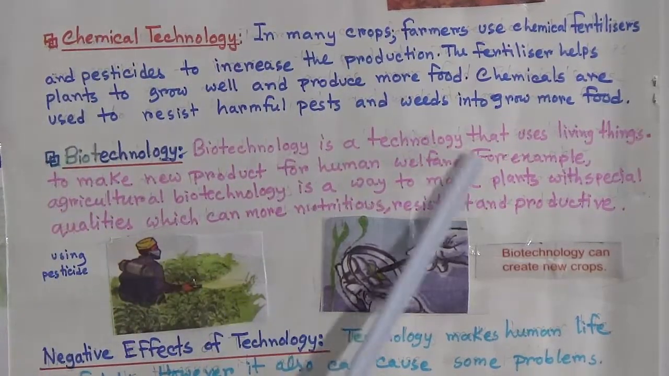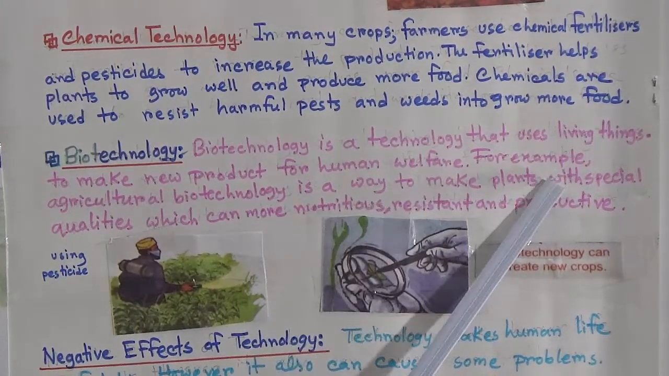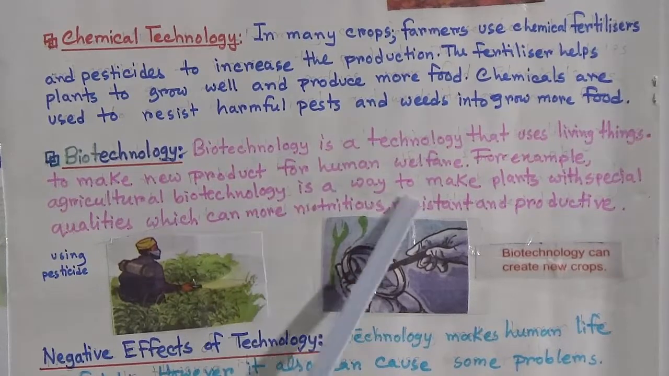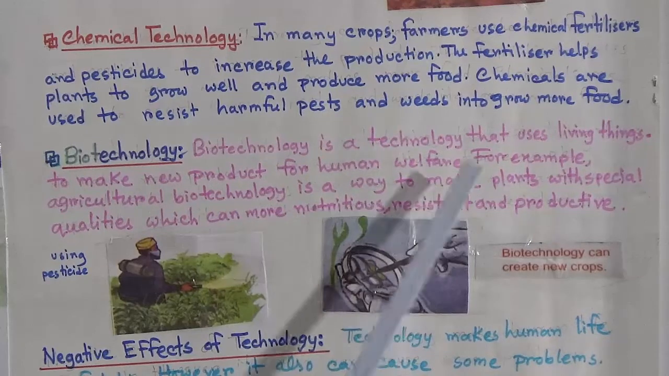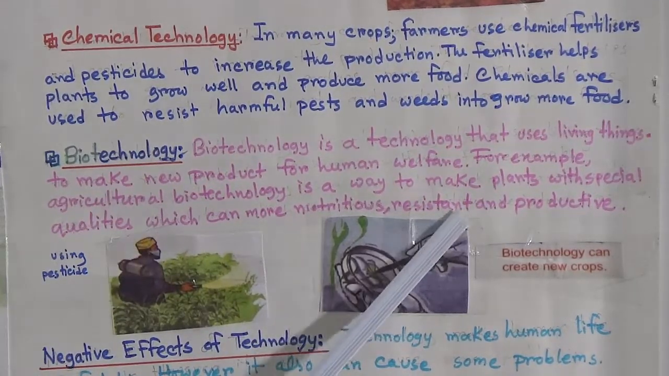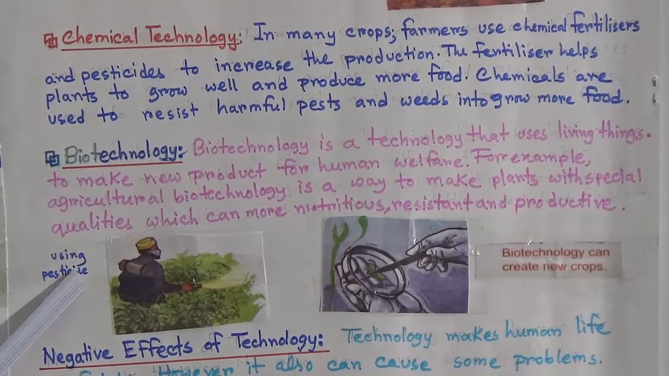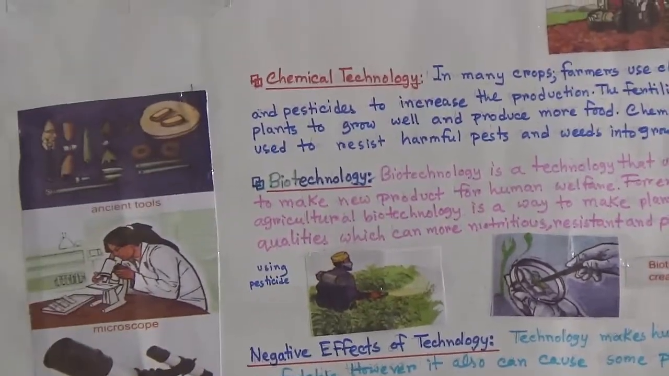Biotechnology is a technology that uses living things to make new products for human welfare. For example, agricultural biotechnology is a way to make plants with special qualities which can be more nutritious, resistant and productive. Just like scientists have modified some crop genes, and then they produce crops that are more productive and greater in amount, which are resistant also. So that is biotechnology. Then we learned the uses and the relation and difference of science and technology.